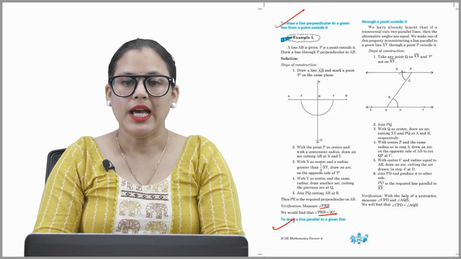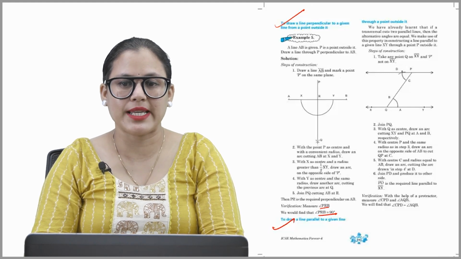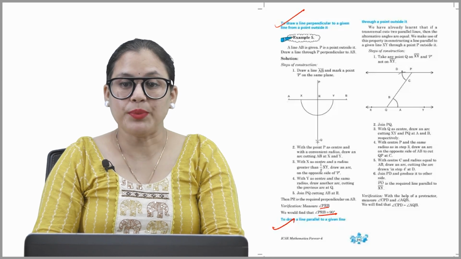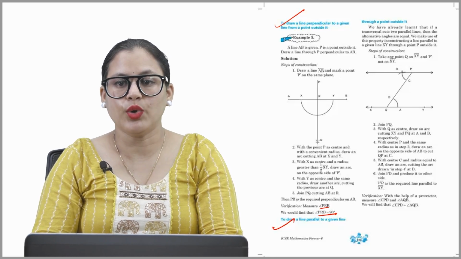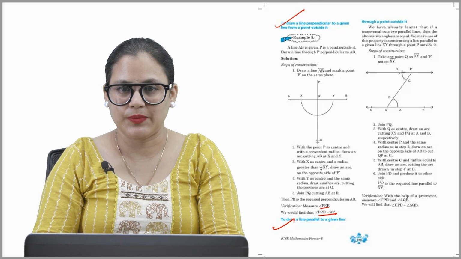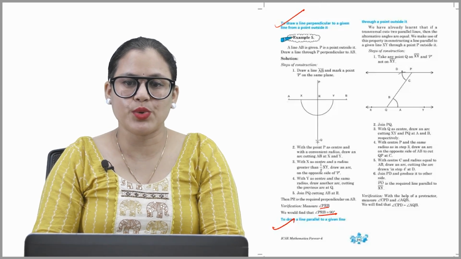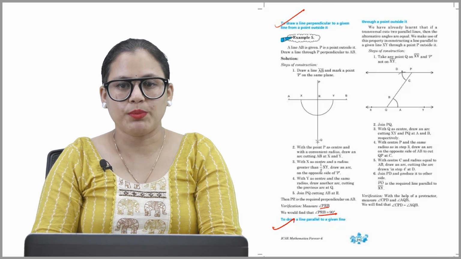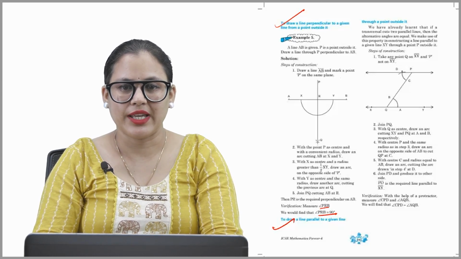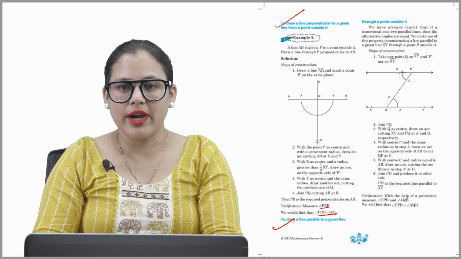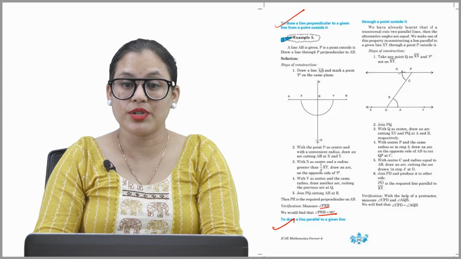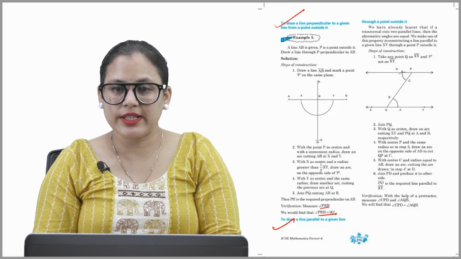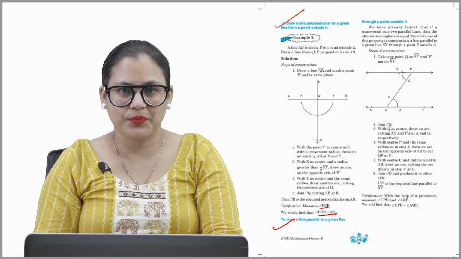Okay. Number 2, join PQ. 3, with Q as center, draw an arc cutting XY and PQ at A and B respectively. 4, with center P and the same radius as in step 3, draw an arc on the opposite side of AB to cut QP at C. 5, with center C and radius equal to AB, draw an arc cutting the arc drawn in step 4 at D. 6, join PD and produce it to the other side. Okay. Then PD is the required line parallel to XY. So verification: with the help of a protractor, measure angle CPD and angle AQB. You will find that both these two angles are equal. Okay.